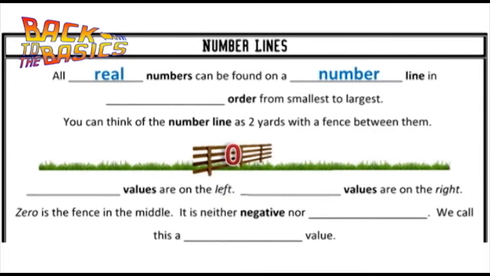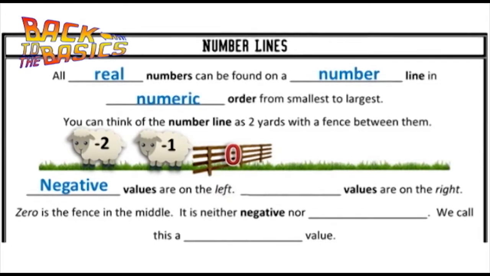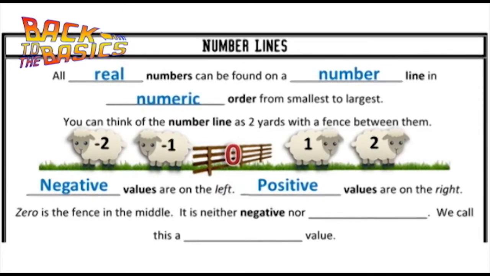You can think of a number line as 2 yards with a fence between them. Negative values are on the left. Positive values are on the right. 0 is the fence in the middle. It is neither negative nor positive. We call this a neutral value. 0 acts as a great reference point. The further that you go to the right, the greater the value. The further that you go to the left, the lesser the value.